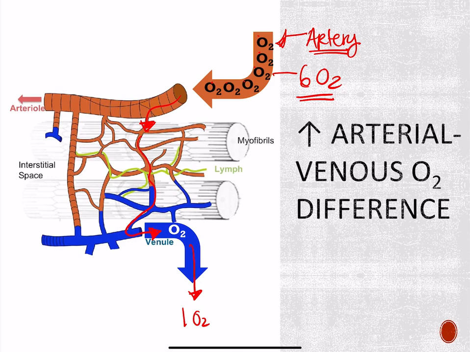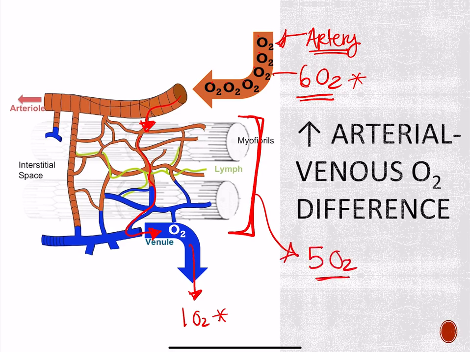So the arterial venous oxygen difference is the difference in the amount of oxygen on the arterial side and the amount of oxygen on the venous side. And from this simplified version, you can see that this muscle bed right here just received 5 oxygen molecules, right? Because 6 came in and only 1 left. That is the arterial venous oxygen difference.